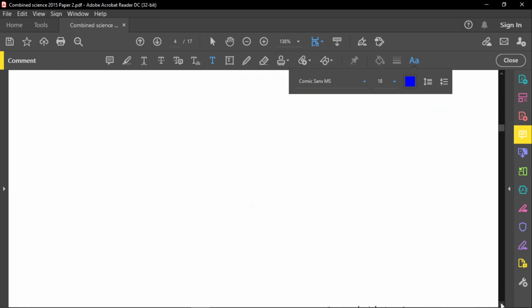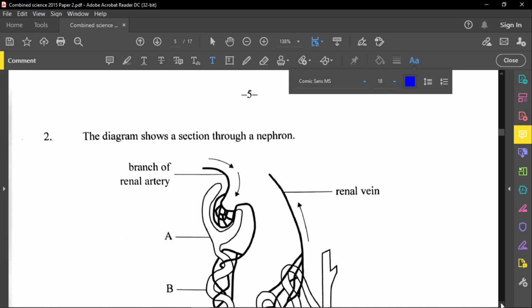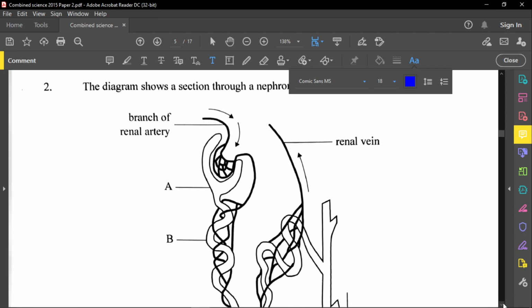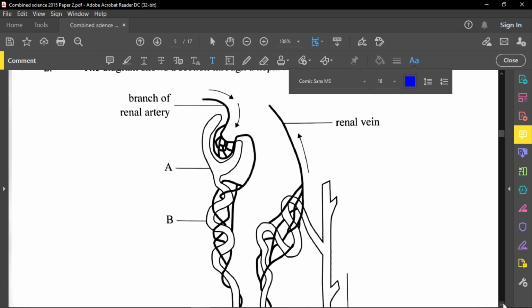Let's jump to the next question. For question number 2, the diagram shows a section through a nephron. Here we have a branch of a renal artery and the renal vein. Let's quickly run through this and label A. A here is the Bowman's capsule.